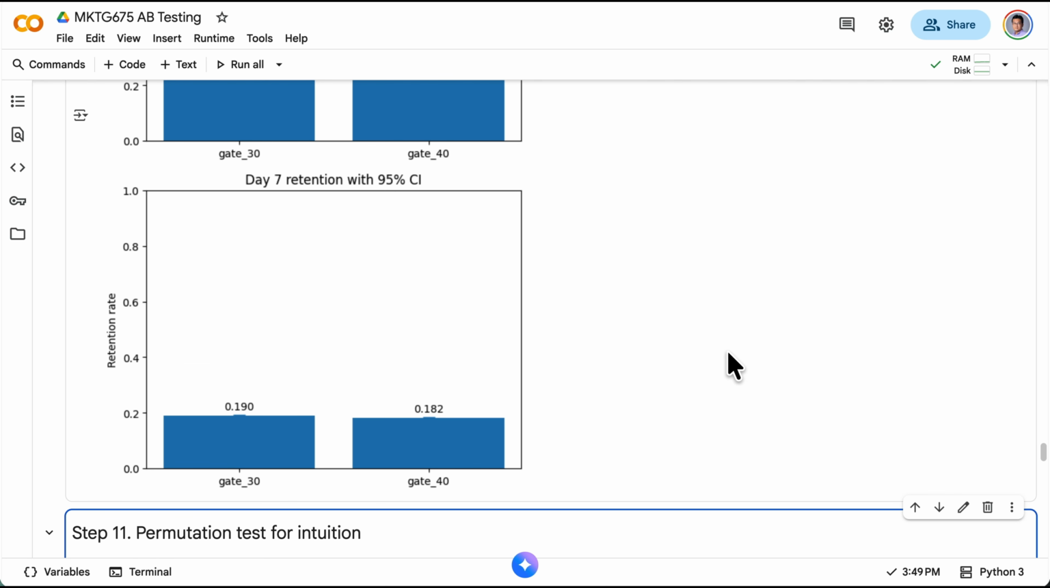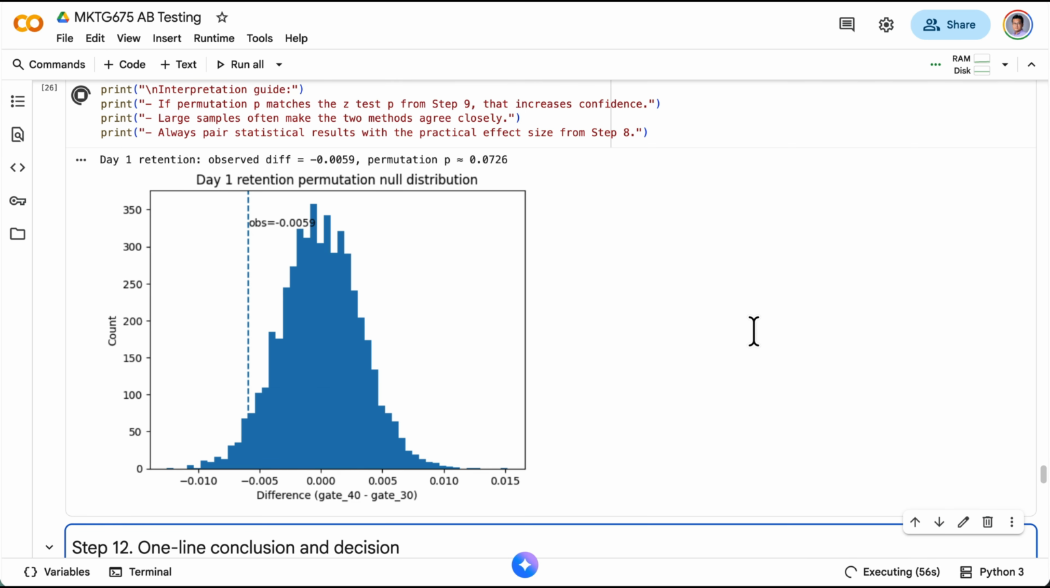On the day 7 chart, the bar for gate 30 is a bit higher than the bar for gate 40, and the error bars are more clearly separated. This visual reinforces the z-test result. Gate 30 has higher day 7 retention, and the gap is large enough that it is unlikely to be due to chance alone. When you present results, these CI charts are a nice way to help non-technical stakeholders see both the point estimate and the uncertainty around it.